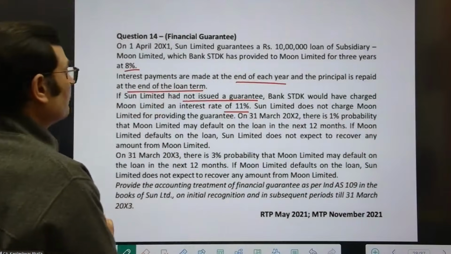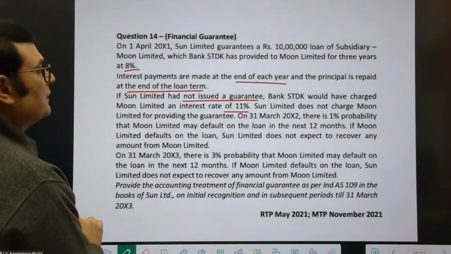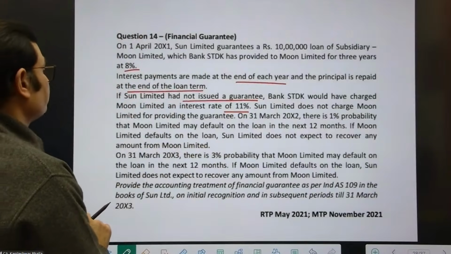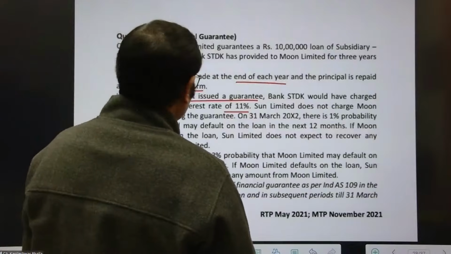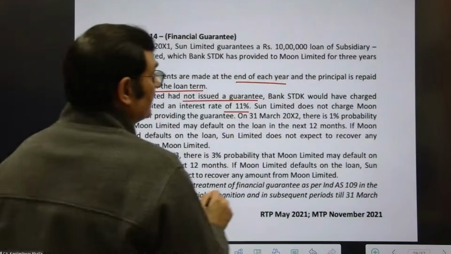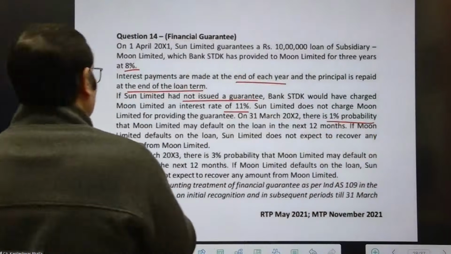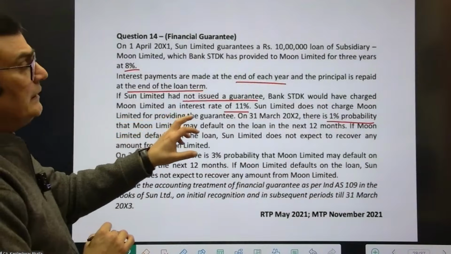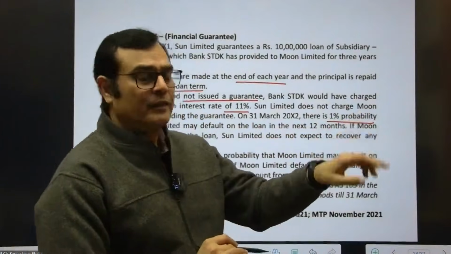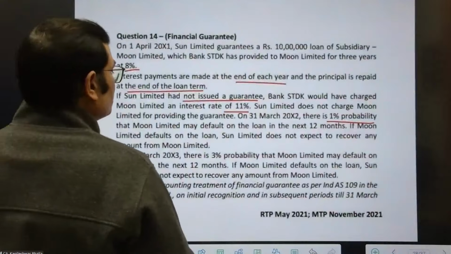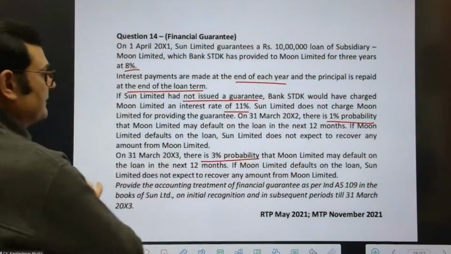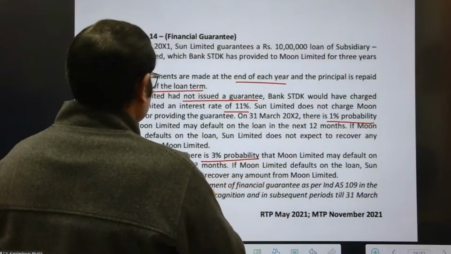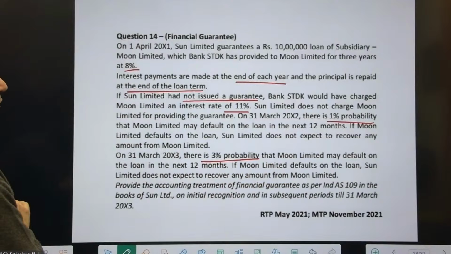Sun does not charge Moon for providing the guarantee. Then it says on 31st March X2, there is a 1% probability that Moon may default on the loan in the next 12 months. If Moon defaults, Sun does not expect to recover any amount from Moon. So we're given that there is a 1% probability of default. That 1% probability of default, if you recall, relates to the concept of calculating ECL, indirectly the expected credit loss. Then it says on 31st March X3, the probability has now become 3% that Moon may default in the next 12 months. And if Moon defaults on the loan, Sun does not expect to recover any amount from Moon.